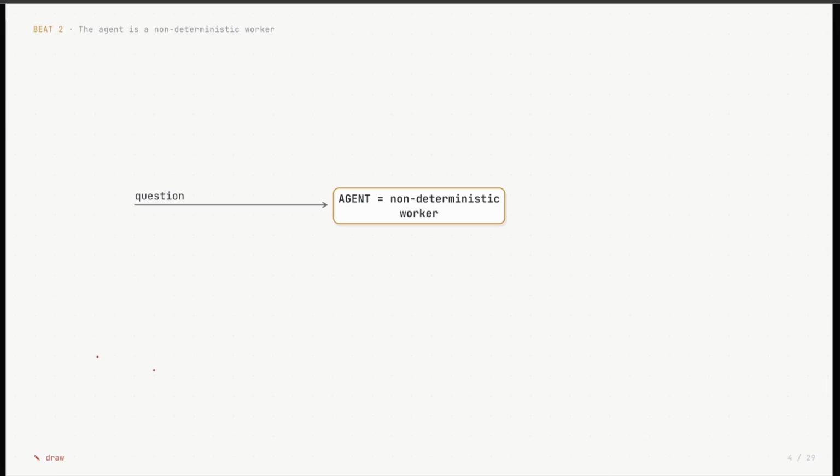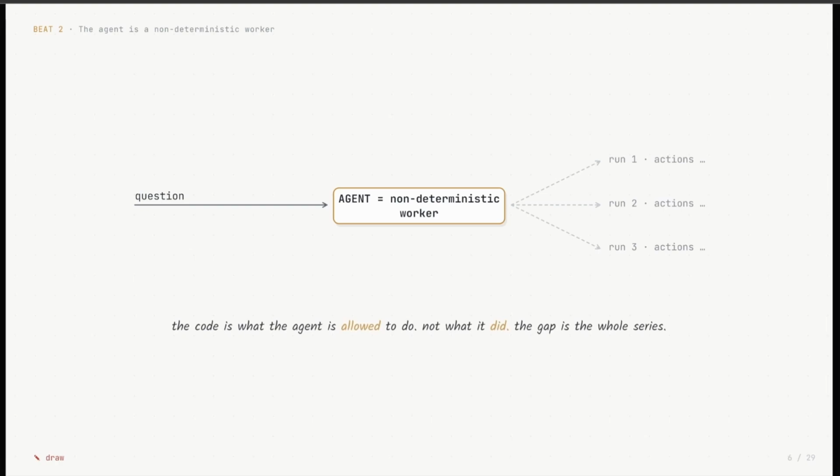You hand it a job, and you don't get to specify the steps. The model picks them at runtime, one decision at a time. A regular function maps input to output. This maps one input to a distribution over action sequences. Same question, many possible runs. So when you read the source code, you're reading what the agent is allowed to do. Its space of possible moves. You are not reading what it did. Those are two different things, and the gap between them is the entire subject of this series.